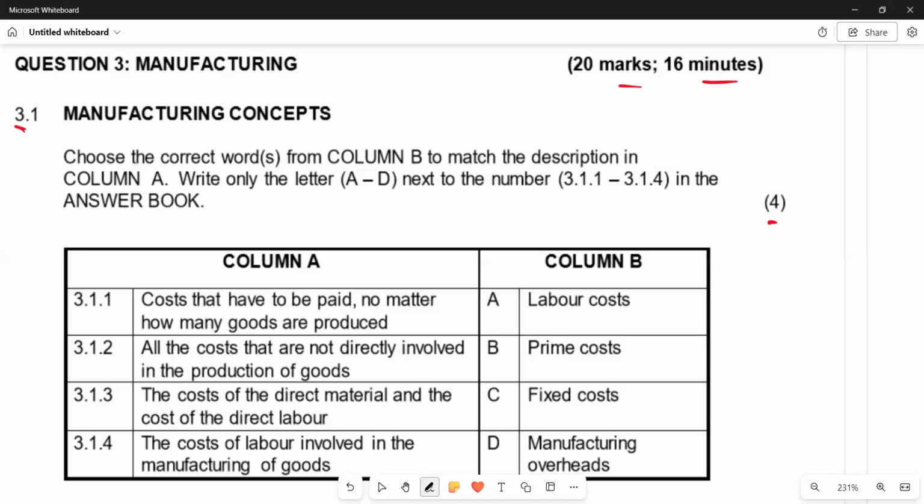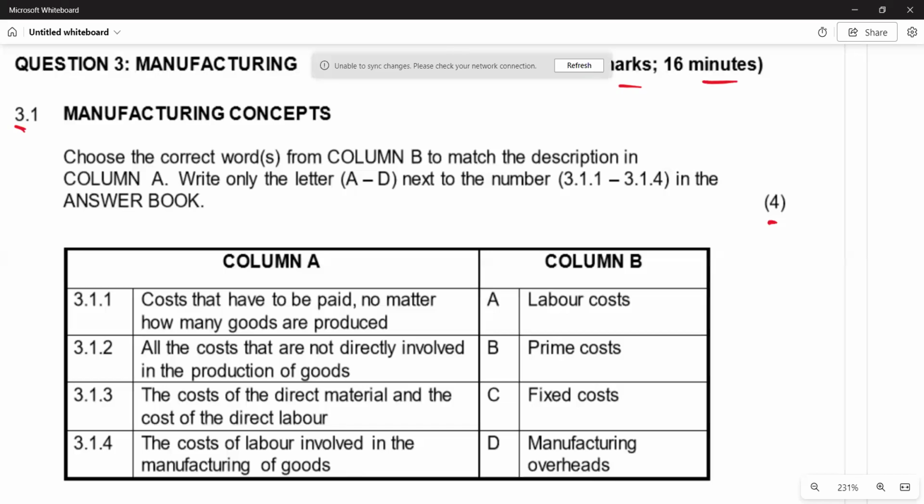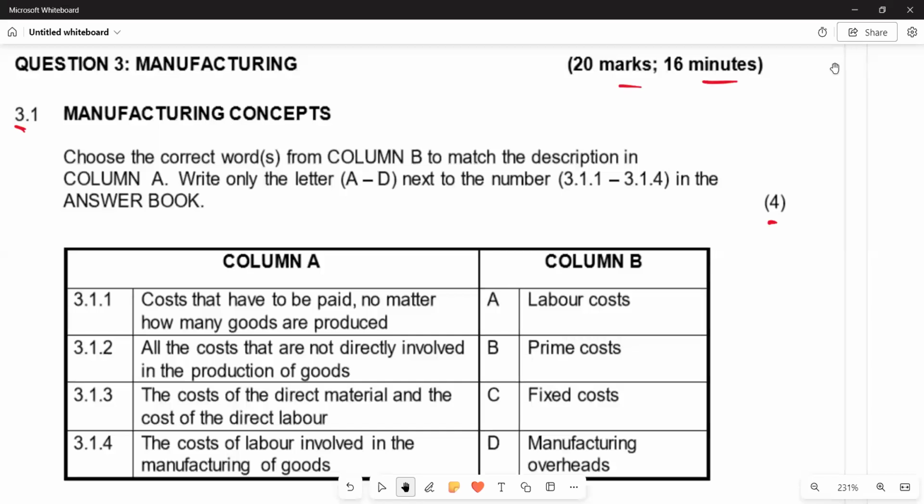For 3.1.1, column A says costs that have to be paid no matter how many goods are produced. We know that these are the costs that do not vary with the level of output. In other words, we are going to pay the same amount of fixed costs no matter how many units we produce. We have fixed cost on C, so 3.1.1 is represented by C.